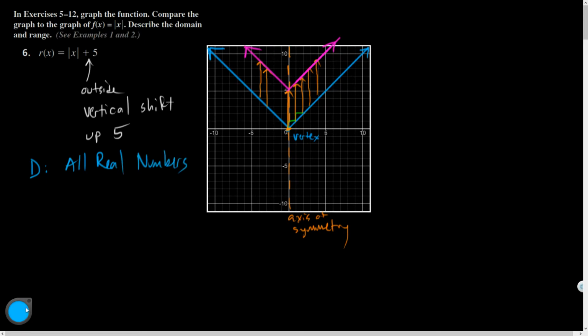If I want to talk about the range, remember that's if I was to smush it to the y-axis. Notice I don't have any points in this area. Do you guys agree that the purple graph only exists for values that are bigger than or equal to 5? The blue graph was 0 or more. So I'm going to say the range is the set of all y such that y is greater than or equal to 5.